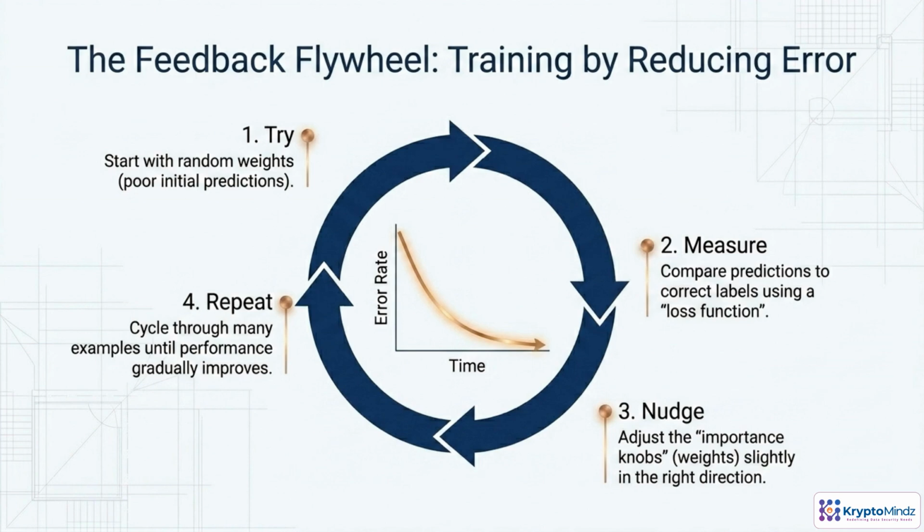Training a neural network is really a feedback loop. We start with random weights, so predictions are basically bad guesses. For each example, we compare the guess to the true label. The loss function turns how wrong into a number. Then an optimizer like gradient descent nudges the weights to reduce that loss. Over many examples and many passes, errors shrink, and the network's predictions steadily improve.